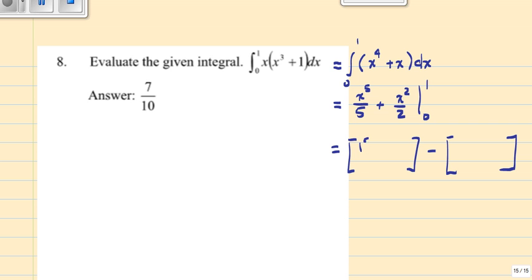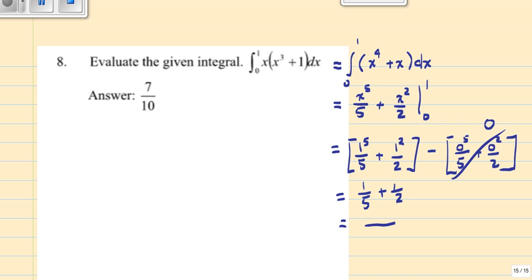1 to the 5th power divided by 5 plus 1 squared divided by 2, minus 0 to the 5th power divided by 5 plus 0 squared divided by 2, so that whole thing is 0, and this is equal to 1/5 plus 1/2, which is equal to 2/10 plus 5/10, so it's 7/10. Oh, you can use your calculator.